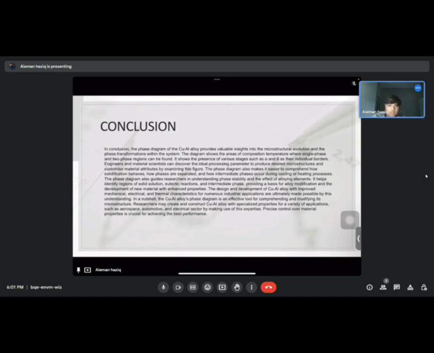So in a nutshell, the copper aluminum alloy phase diagram is an effective tool for comprehending and modifying its microstructure. Researchers may create and construct copper aluminum alloys with specialized properties for a variety of applications such as the aerospace, automotive, and electrical sectors by making use of this expertise. So precise control over material properties is crucial for achieving the best performance.